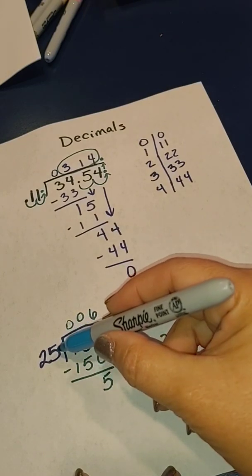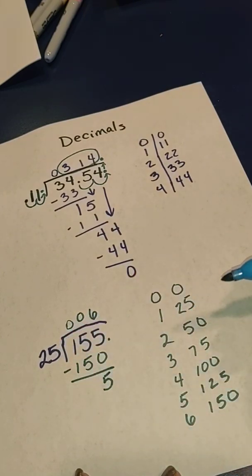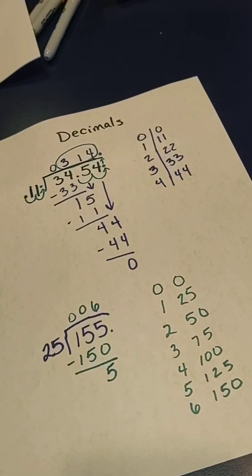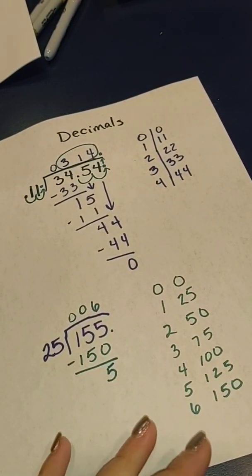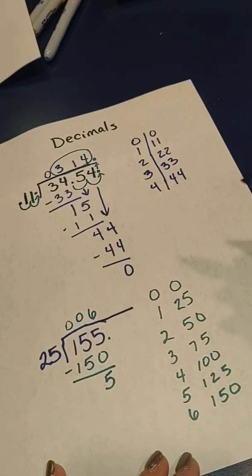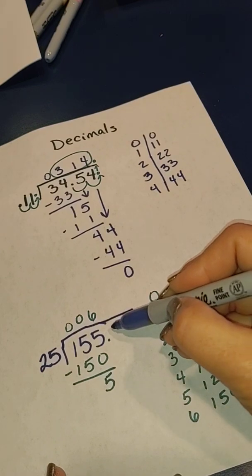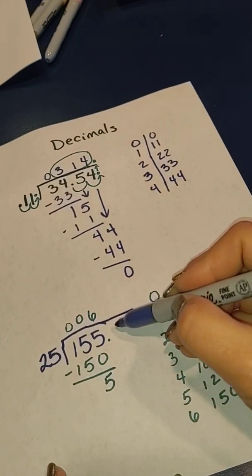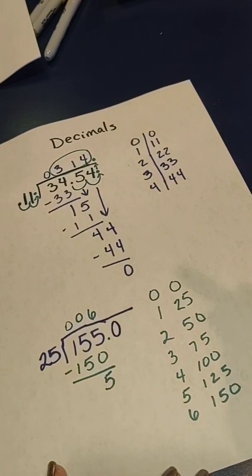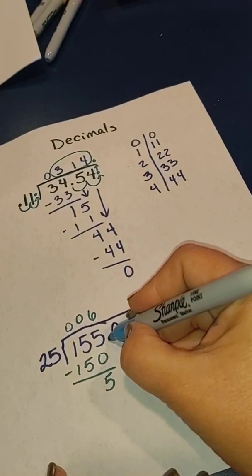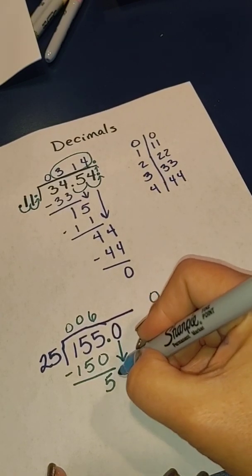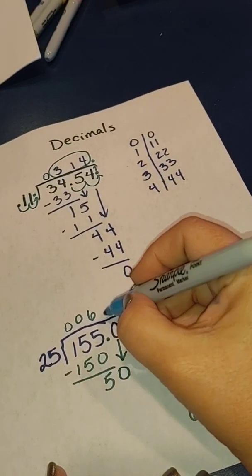So 5 is less than 25, so it's time to bring down. But there's nothing to bring down. Right? This is where this week's going to be different. Remember I said you will never add more than 2 zeros. If you want to go ahead and add 2, I don't care. I would prefer you add 1 at a time, because the zeros after the decimal point do not change its value. We're going to bring down that 0, and we're going to multiply again.